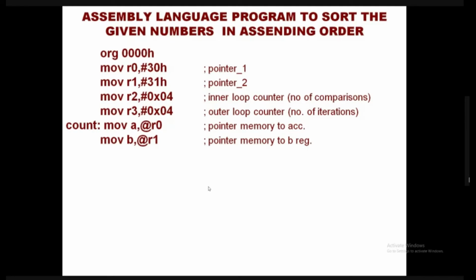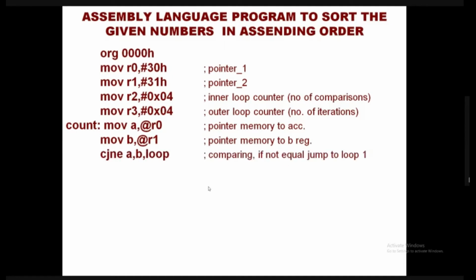Okay, so MOV B comma @R1 means what? Move the content of the memory location pointed by R1 to the register B. R1 is pointing to memory location 31. Content of memory location 31 is reaching B. So two numbers have arrived at the registers A and B. Then it's time for us to compare the content of registers A and B.